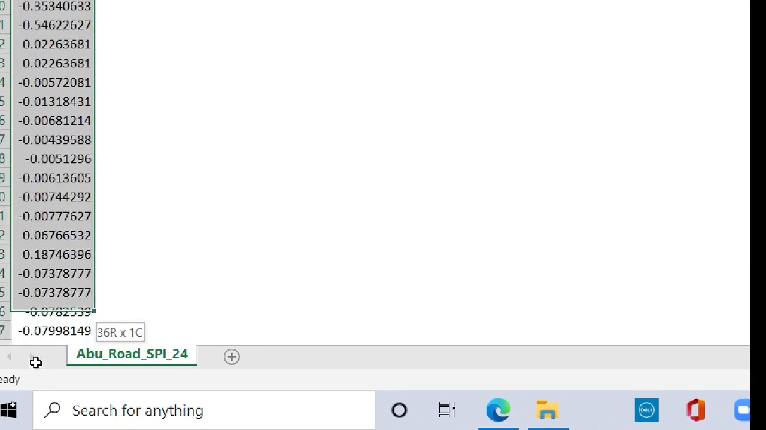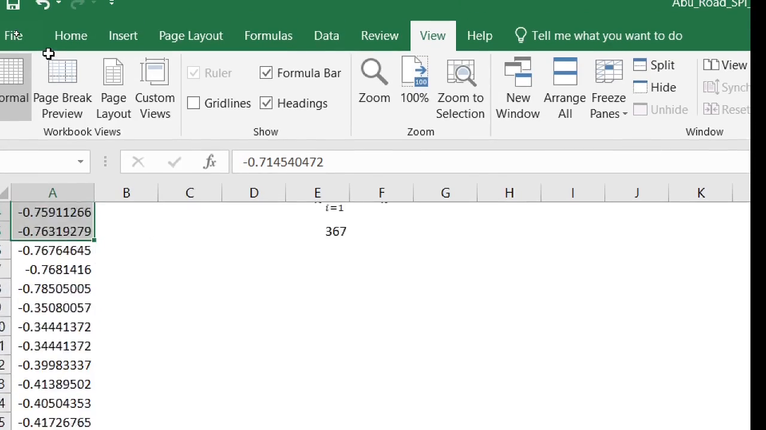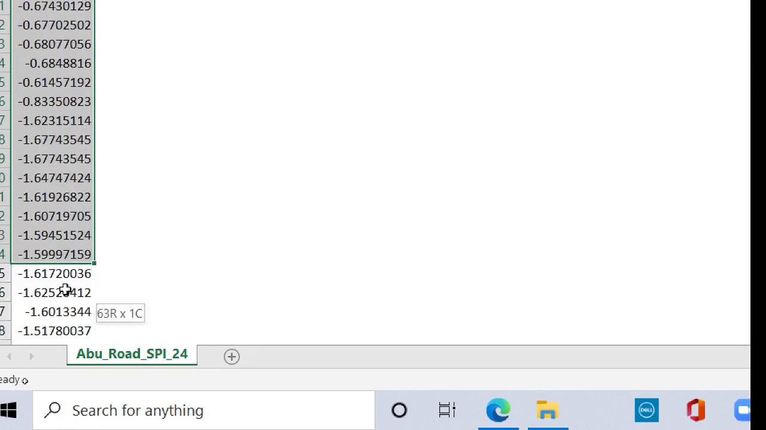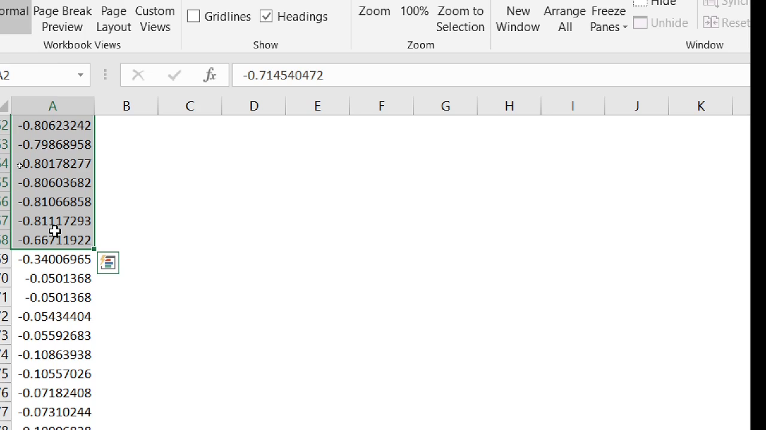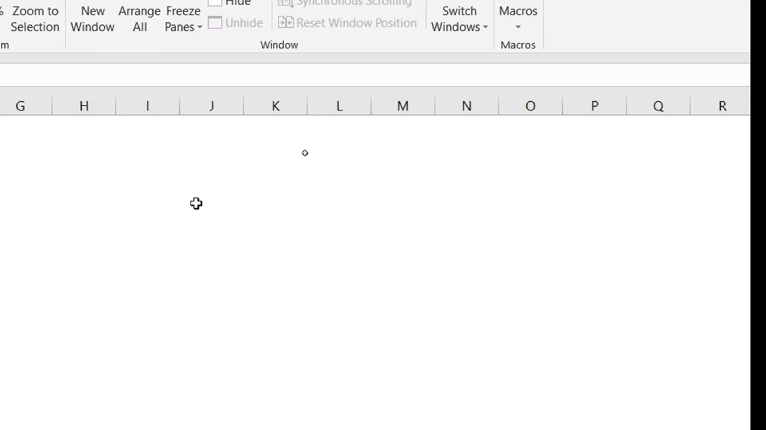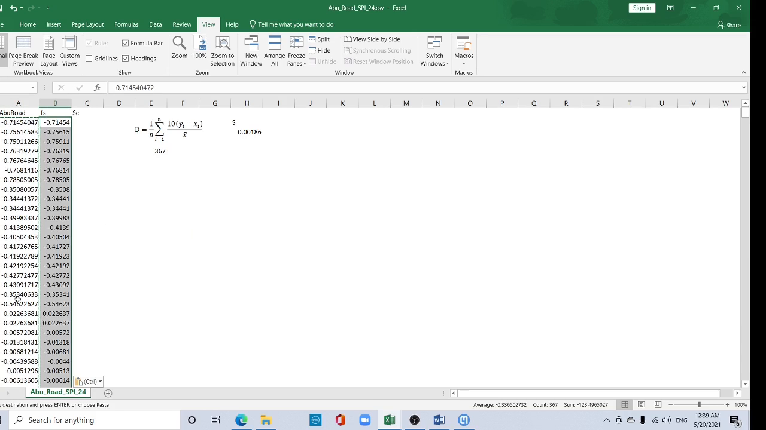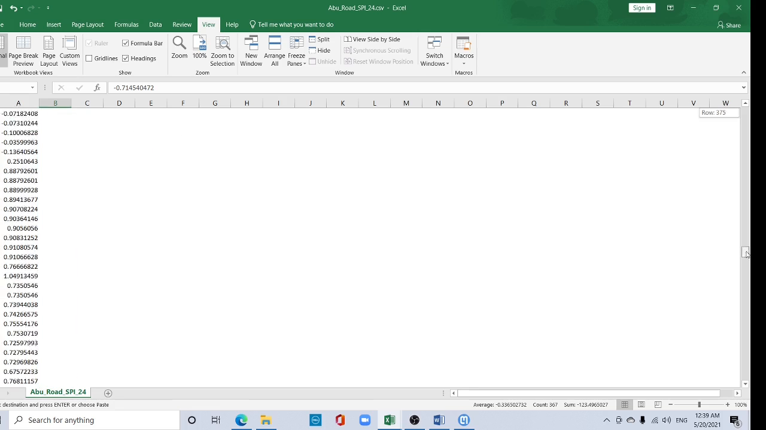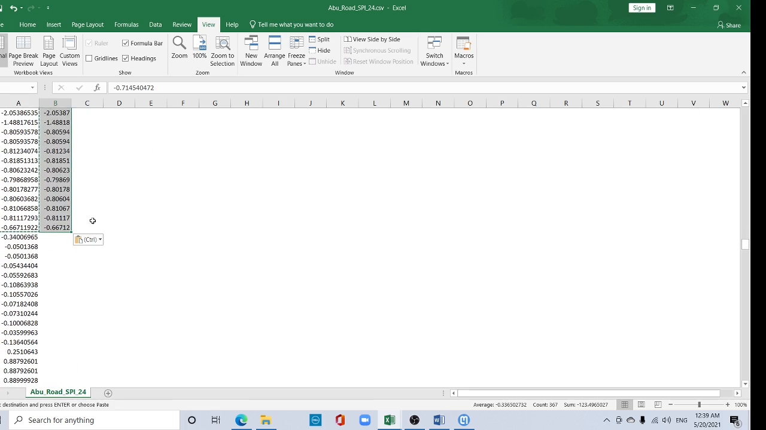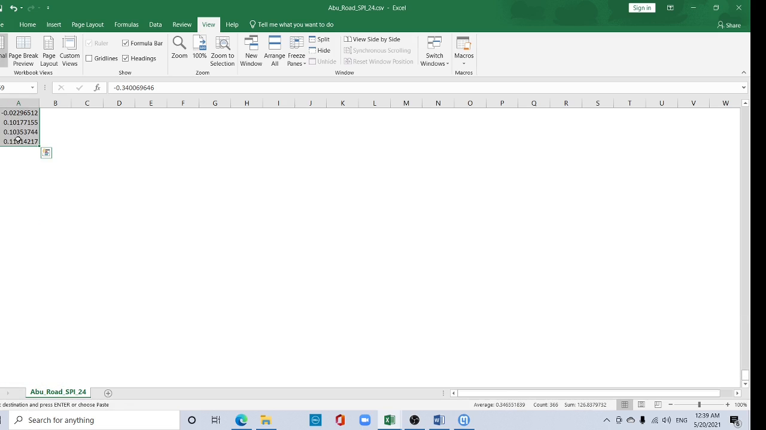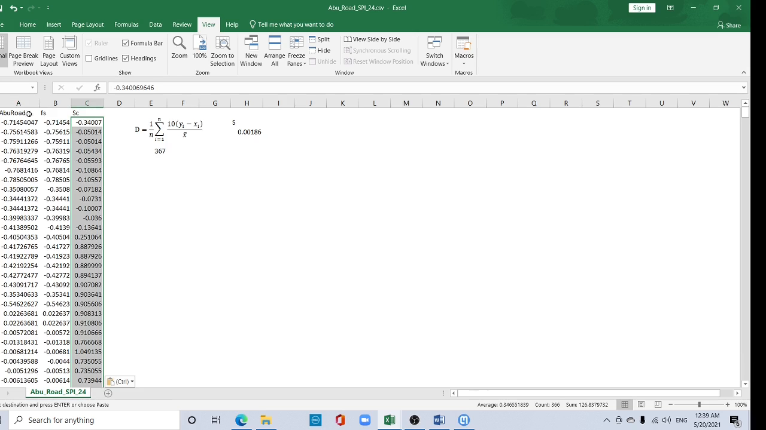Just copy it up to 367. For the second half, we just start from 2, so 368. Copy it for the first half. Paste here. And the second half, both halves should be of the same length. If there is an odd number, then you should discard one value.